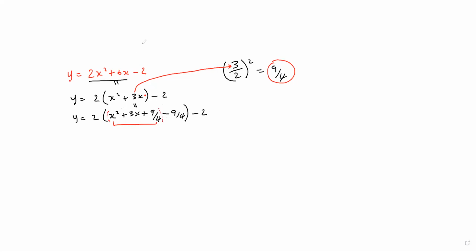All right, I'll write that down. So we've got y equals 2, and I'll make this curly bracket a square bracket. Then I'll make this x plus the square root of 9 on 4, which is 3 on 2, all squared. So that red bit becomes this bit here. And now I have a minus 9 on 4. Now turn this into a square bracket, minus 2.